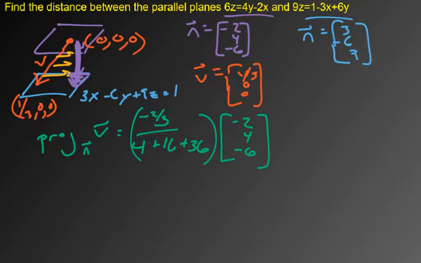And if you just take the magnitude of that projection, then you should have the answer. And if you do it out, it's about, I guess I should use a little about symbol, it's about 0.089. That's how far apart those planes are.